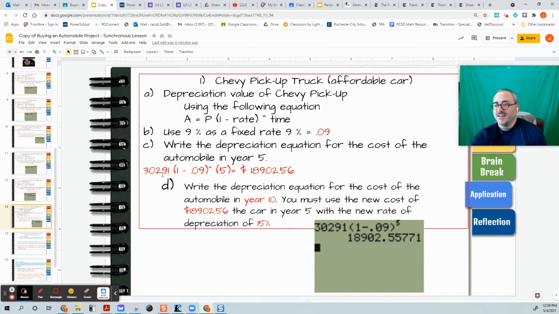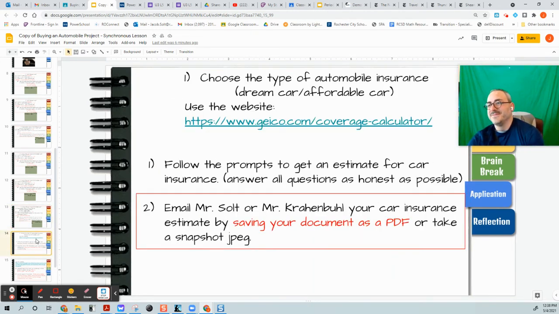Same idea. Here's the price for your affordable car goes in here. It's going to be 9% depreciation over 5 years. You'll find out what your car is worth after 5 years, and then you'll do it again, except this time at 15% depreciation over the next 5 years past this point here. Right? All your numbers will be different because your car is different. And yes, your numbers must be different. You cannot copy Mr. K and Beal's numbers and calculations. That won't work for us.